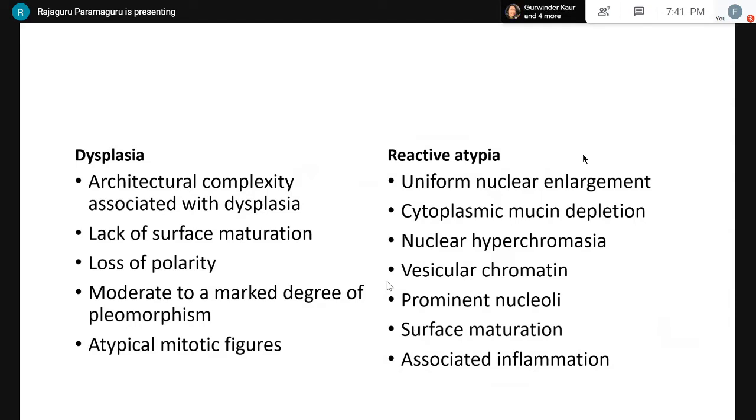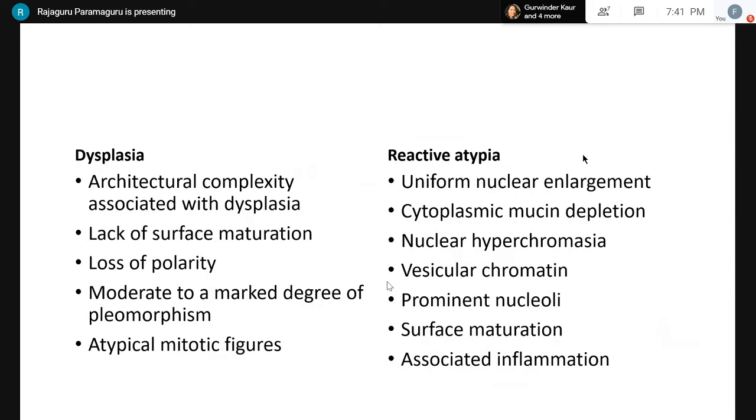And in dysplasia, you will have mainly the architectural complexity, which is seen more commonly with high-grade dysplasia than with low-grade dysplasia, where you might get more of cribriform glands, back-to-back arranged glands, and irregularity of the glands. And as I said, there will be lack of surface maturation.